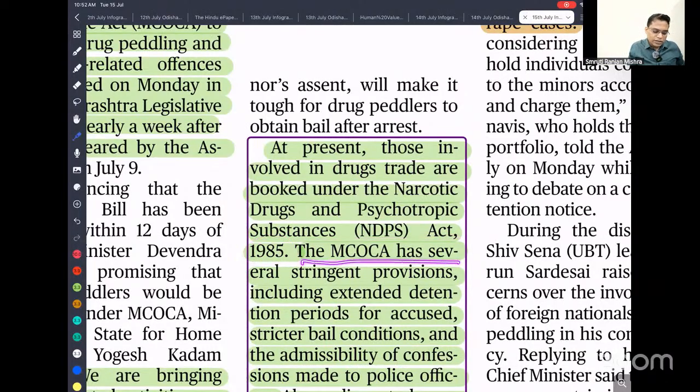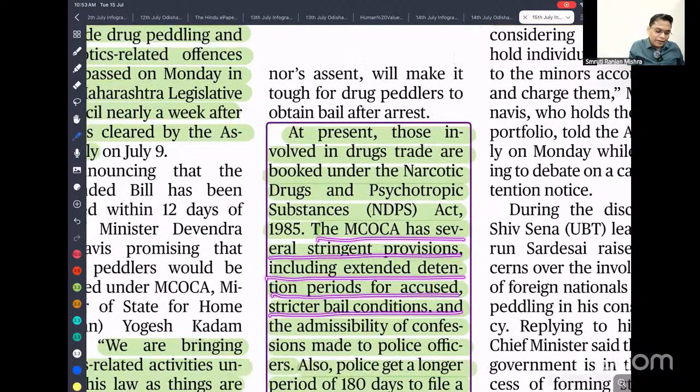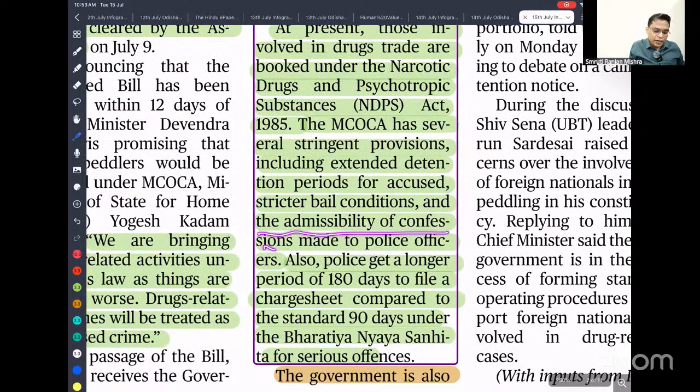So MCOCA has several stringent provisions, including extending the detention period of the accused, stricter bail conditions, and the admissibility of confessions made to a police officer. So whatever confession you make before the police officer is directly admissible as evidence before the court. And police get a longer period of 180 days to file a charge sheet. In a normal case, police need to file a charge sheet in 90 days, but in case of MCOCA, or the Maharashtra Control of Organized Crime Act, they can file within 180 days. So you can see the impact of it.